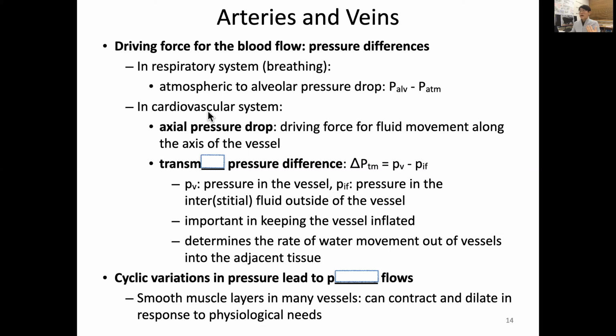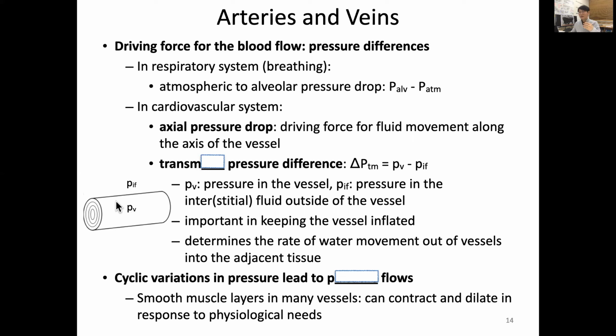In comparison, in the cardiovascular system, we can consider two kinds of pressure difference. One is along the vessel, the axial pressure drop, which is the driving force for our blood movement along this flow. And another aspect we have to look at is the pressure inside the blood vessel and the pressure outside, in the interstitial fluid.